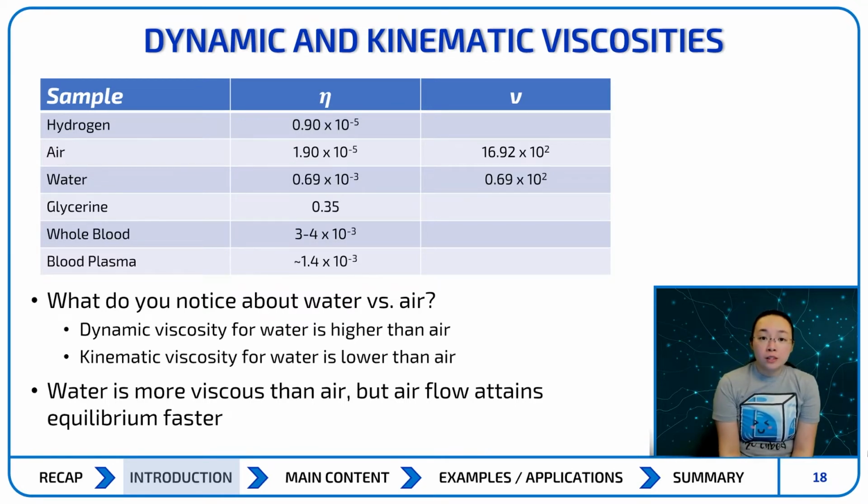So what do we notice about water versus air? We notice that dynamic viscosity, which is eta, for water is higher than air. Kinematic viscosity for water is actually lower than air. So why is this? It's because water is more viscous than air, but airflow can actually attain equilibrium faster, so it has a much higher kinematic viscosity than water.